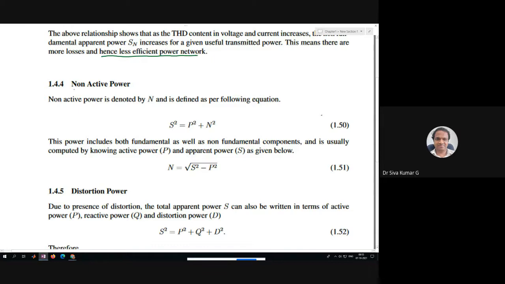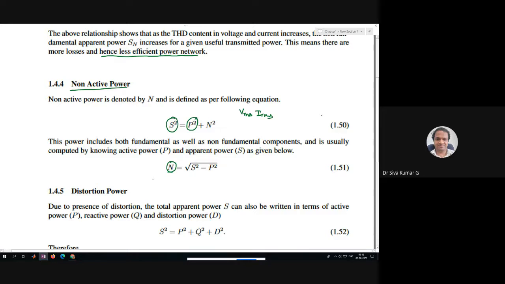One is the non-active power. The non-active power N is equal to the square root of S square, that is, the total apparent power, which involves VRMS into IRMS, minus P square. Whatever we get as the average power, apart from that, the rest of the power is called non-active power. This involves all the reactive powers also.